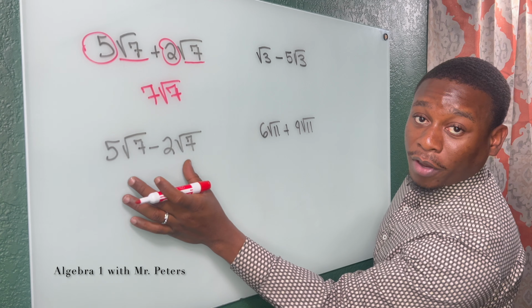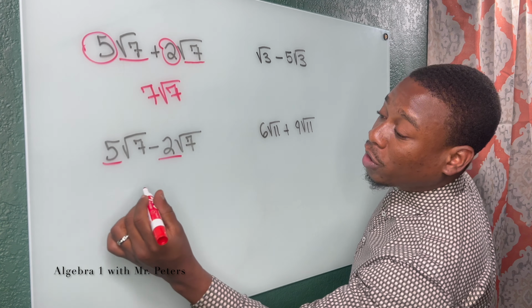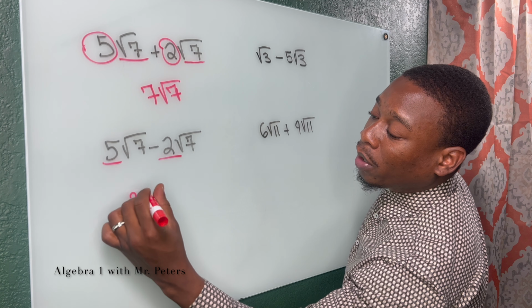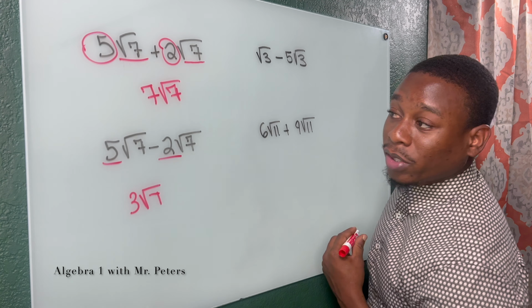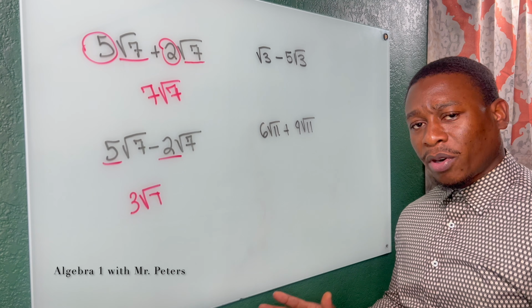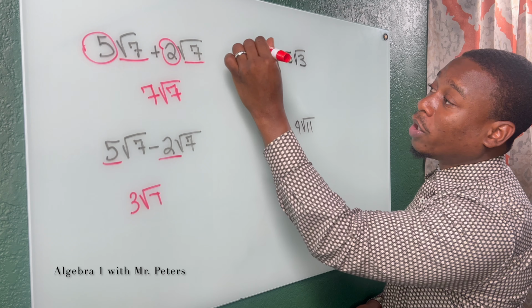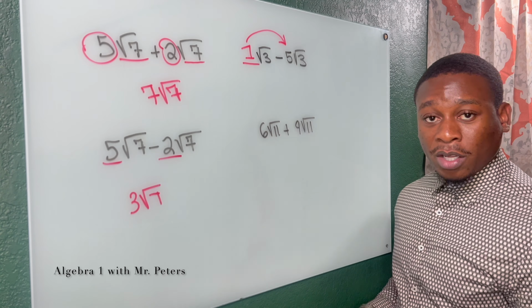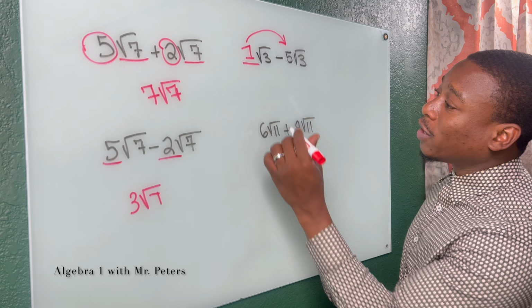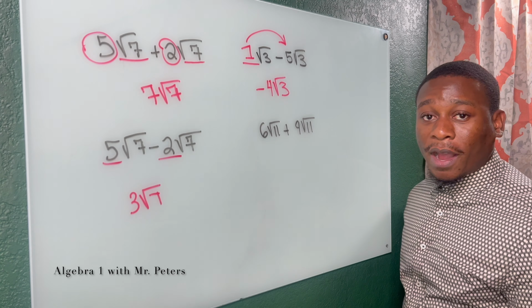Second example, it follows that rule, same exact square root. Focus on coefficients. 5 minus 2 gives me 3. And our answer is 3 radical 7. Now let's say we go over to this example. Just remember, no coefficient in front of the radical. It's just basically 1. So when we add or subtract, just remember that. So 1 minus 5 gives me negative 4 radical 3 as a final answer.